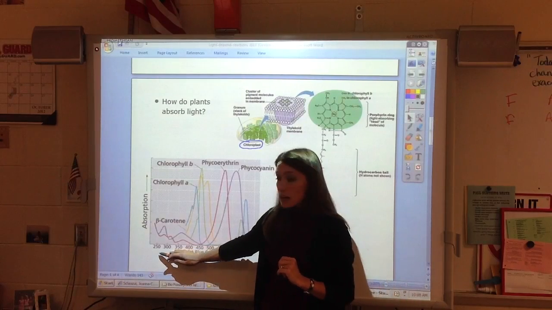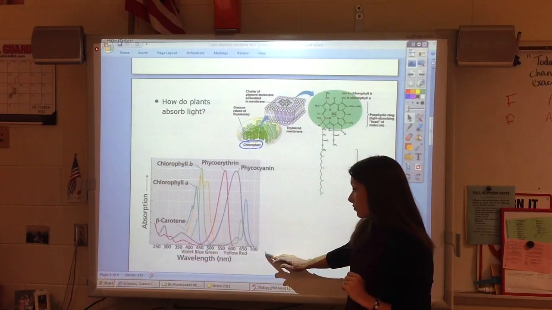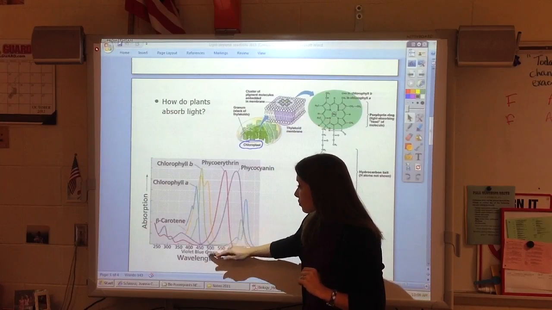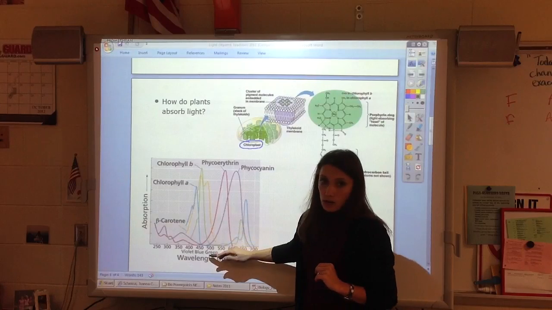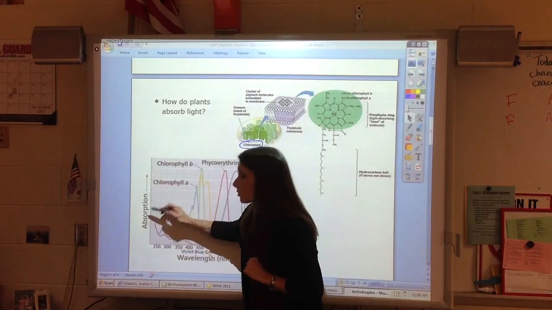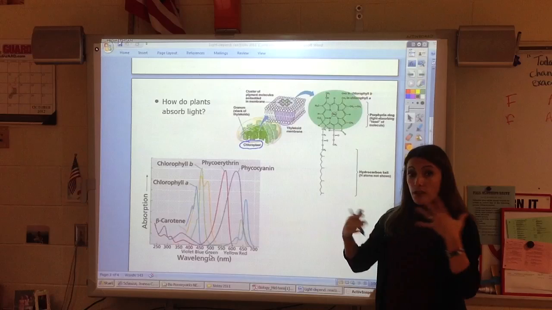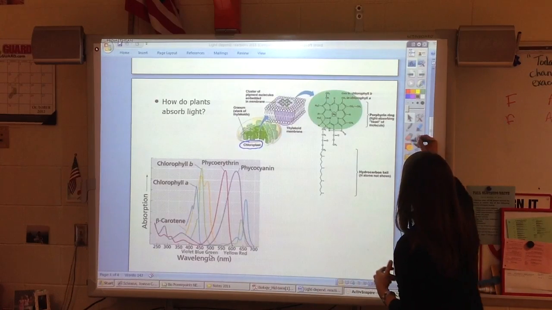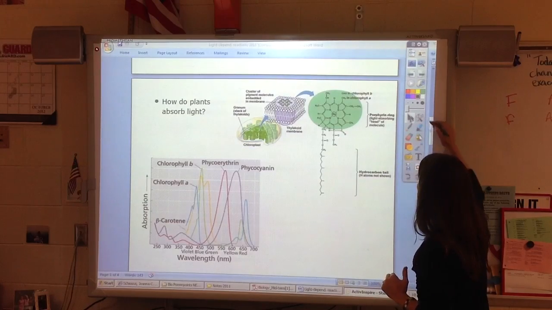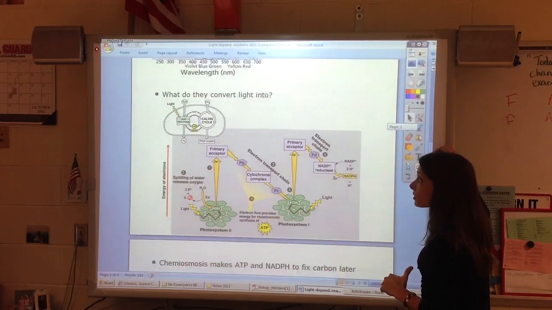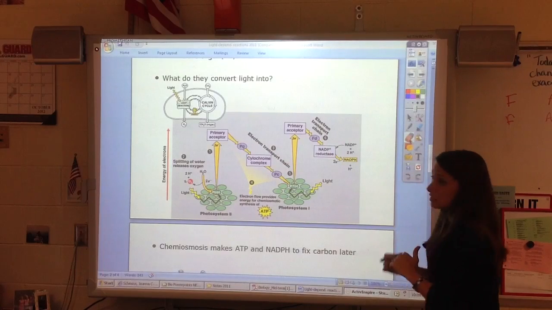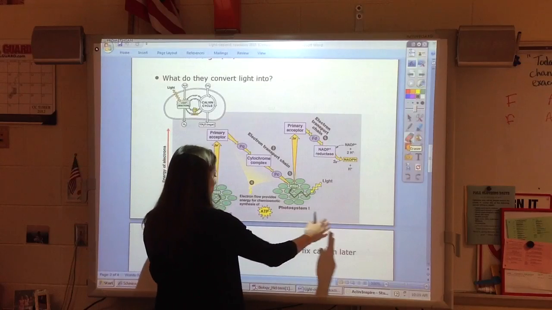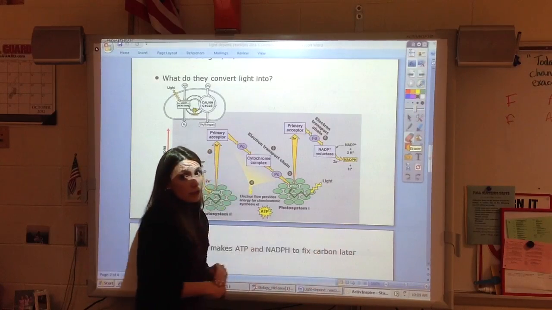Some plants are actually able to capture ultraviolet, some infrared, but most of it's here in this ROY G. BIV. But noticing that green is kind of missing here, that most plants cannot absorb green light and are therefore going to reflect green light, and that's why plants look green, because they're not using the green light. And so that's kind of where we ended, with this idea that plants are going to absorb light. But what are they going to convert light into? And so this is where we're going to look at what's called the light-dependent reactions.